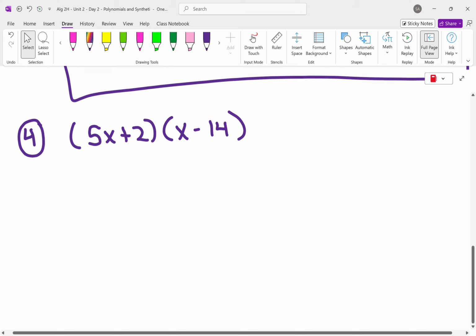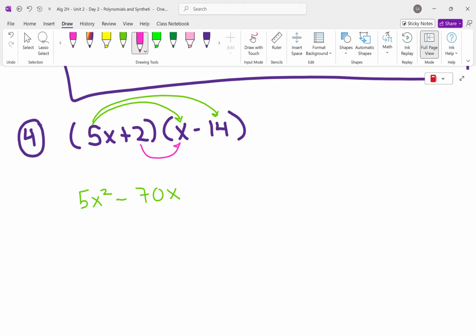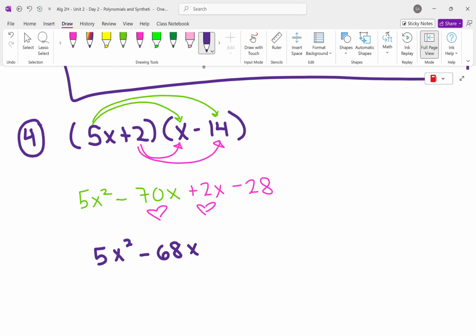So when we're multiplying two binomials, what do we call this? The process of multiplying the two binomials, Ariana? Foiling. We got to FOIL. I call it double distribute, but I know everybody else calls it FOIL. So here we're going to have 5x times 5x is a 5x squared. 5x times a negative 14 is a negative 70x. Then we have 2 times x is a 2x, and 2 times negative 14 is a negative 28. The middle terms are like terms, so we end up with 5x squared minus 68x minus 28.